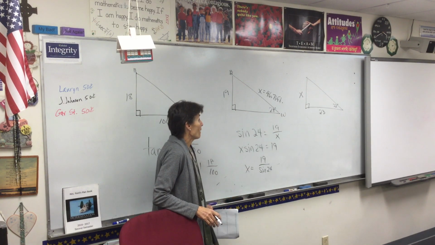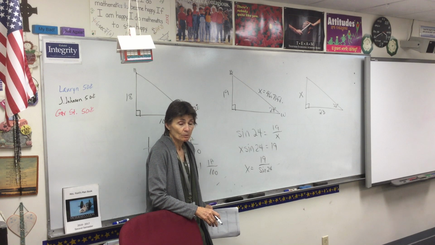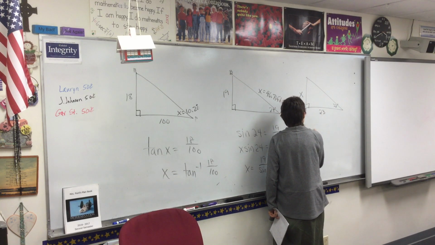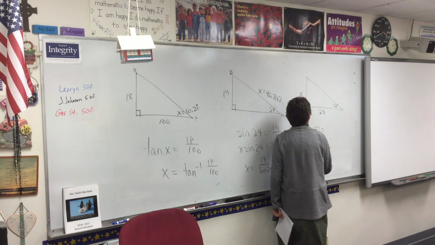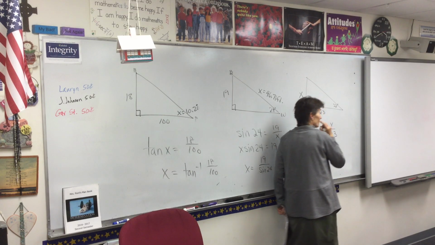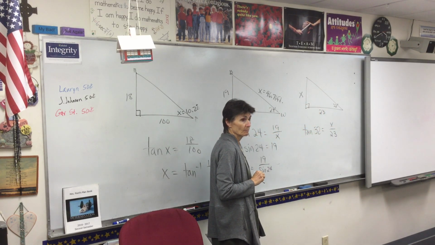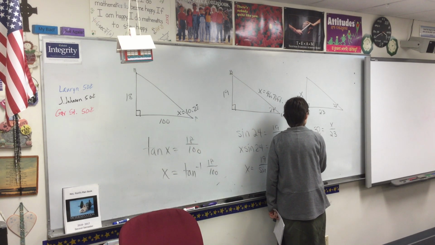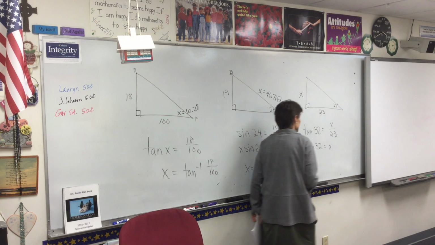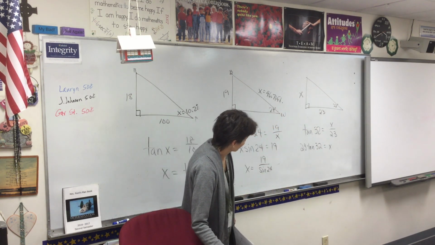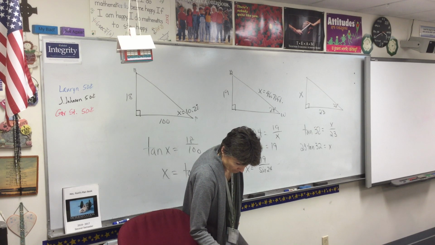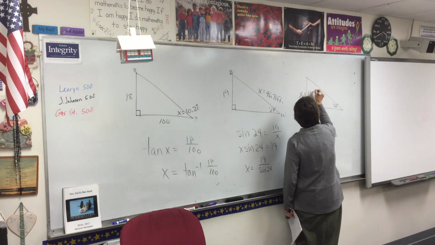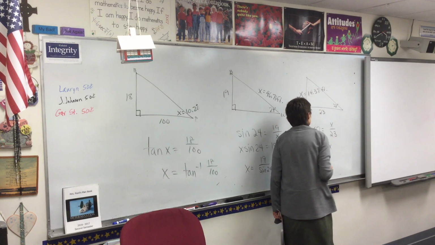Good. Now, equation. Sine, cosine, or tangent? Tangent, because you have opposite and adjacent. So tan 32 equals opposite over adjacent. So we'll get rid of our denominator. 23 tan 32 equals x. And we can type that in. 14.37 feet.